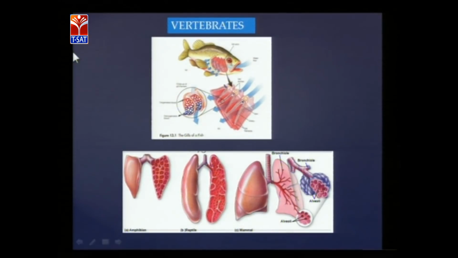Coming to the vertebrates, the first formed vertebrates are the fishes. In fishes, gills are the primary respiratory organs where the exchange of gases takes place. Then coming to the reptiles, amphibians and mammals, there is an evolutionary change in the respiratory organs. Initially we have seen fishes have gills, and from then reptiles, amphibians and mammals have well developed alveolar lungs.